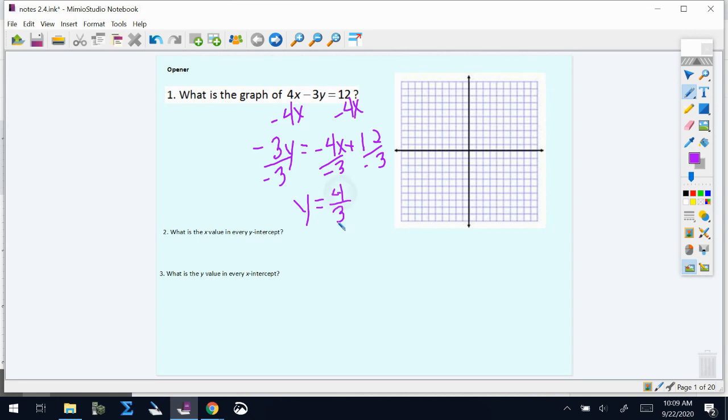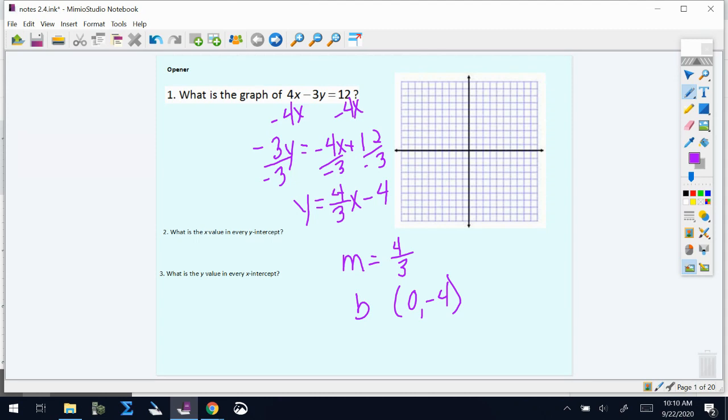That's going to end up being your slope. And then you have a positive 12 divided by negative 3, you get minus 4. That's going to be your y-intercept. So I'm going to jot that down. So my slope is 4/3, and my y-intercept is the point (0, -4). So when I graph a line and I have the slope and the y-intercept, I always start at the y-intercept.